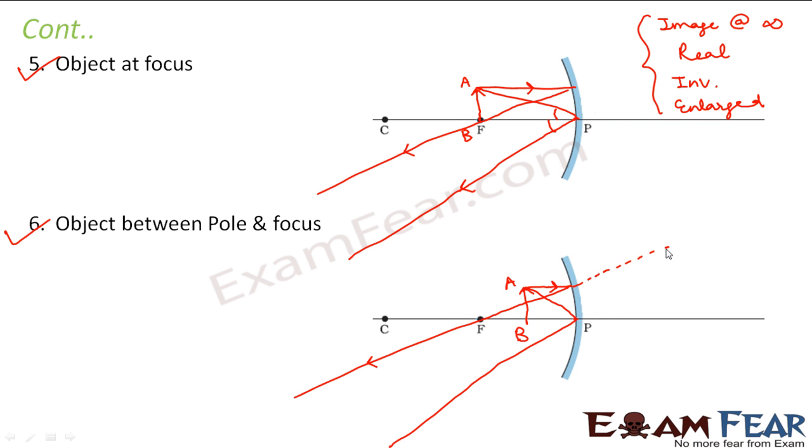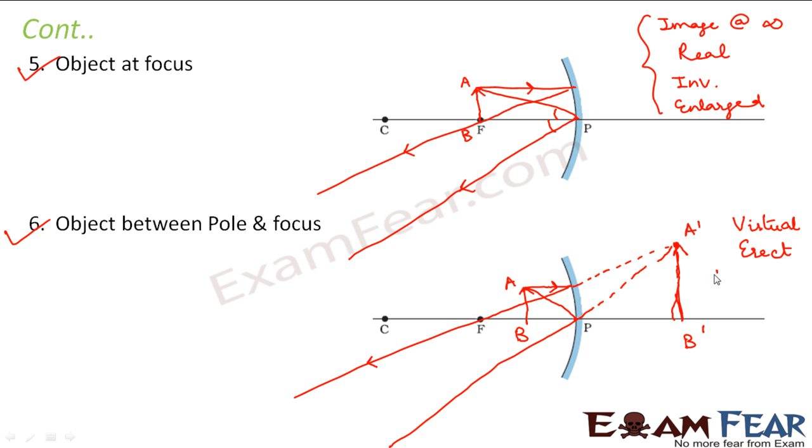So in this case, what do we do? We extrapolate them at the back, and we see that they appear to meet at this point, and then we say that this is my image. So we say this A dash B dash is the image formed. In this case, what is the nature of the image? It is virtual, because the rays do not actually meet. The image is erect.